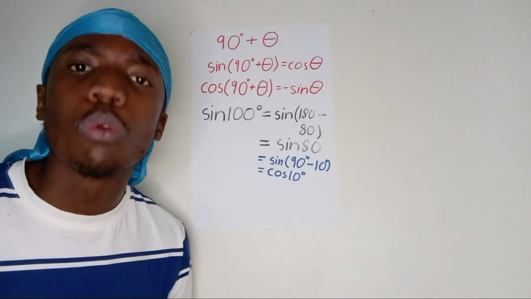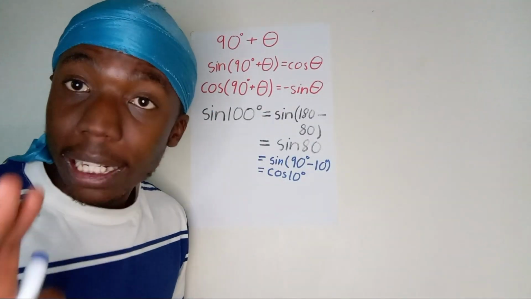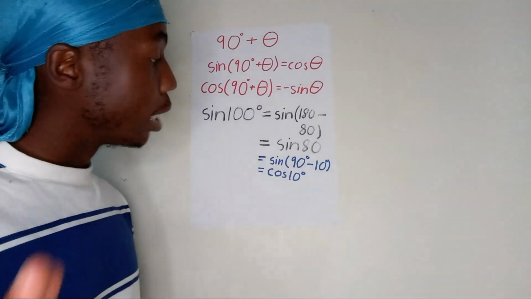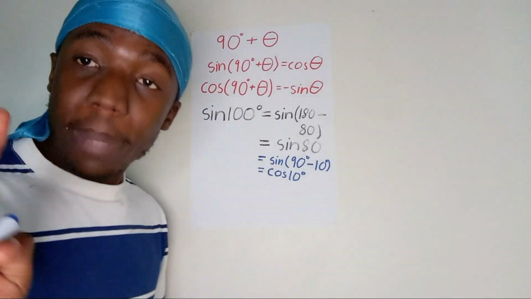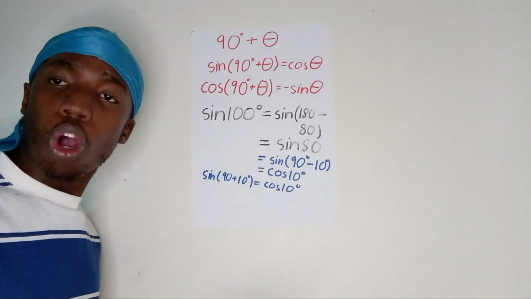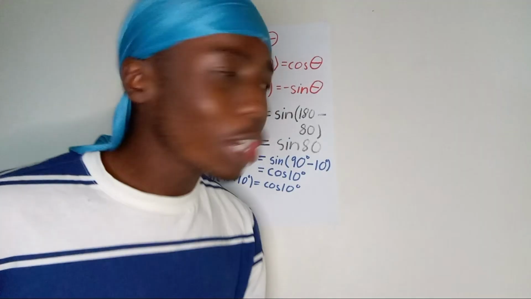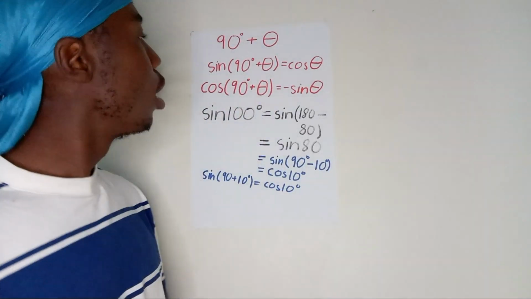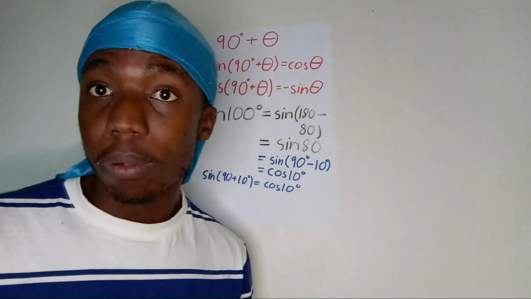But hold on. We're not done yet. There's just one more step. So that makes it sine 90 plus 10 equal to cos 10. You're cooking, guys. We are cooking. Okay. Now let's work with another example before we end the video.